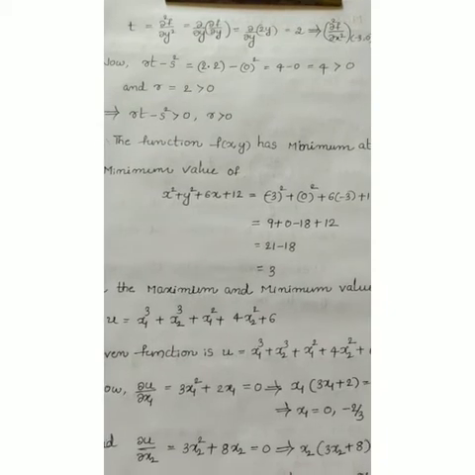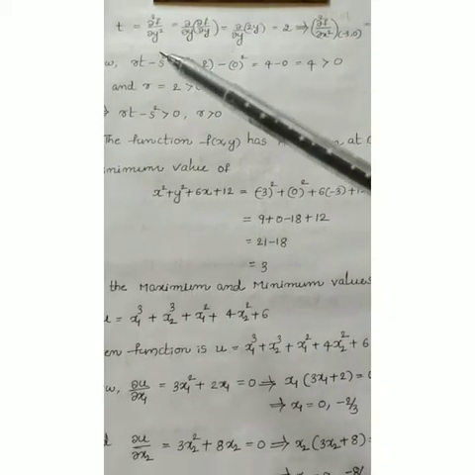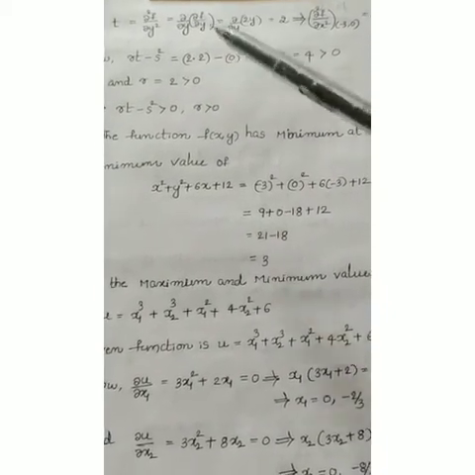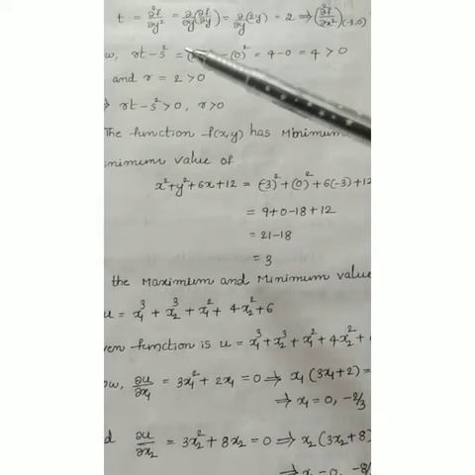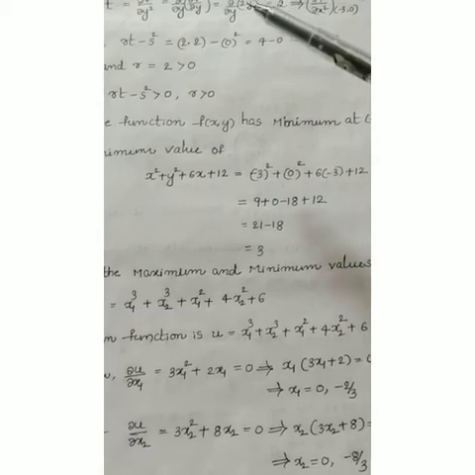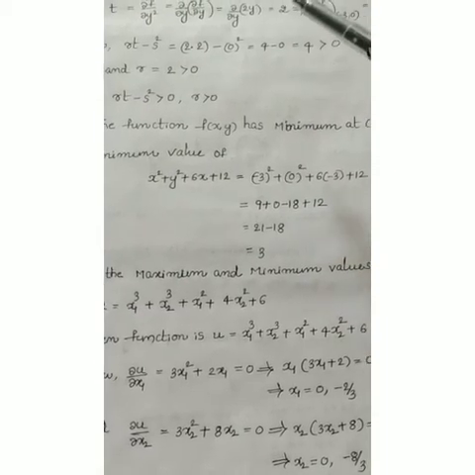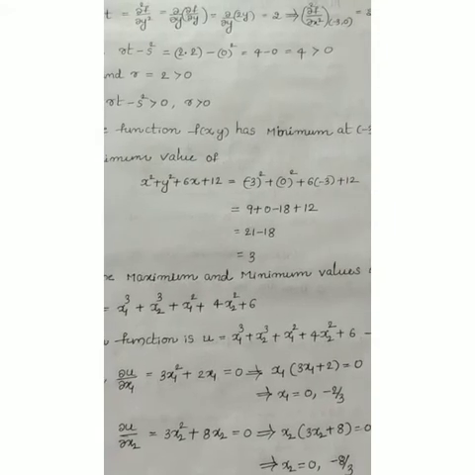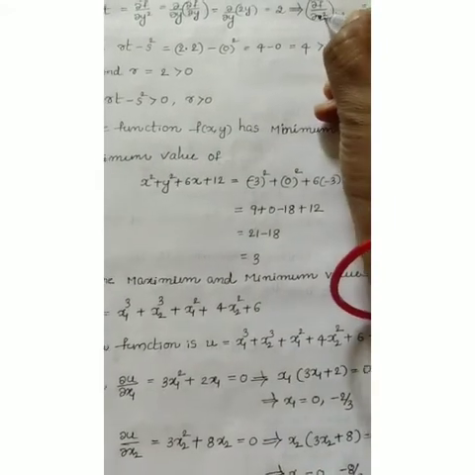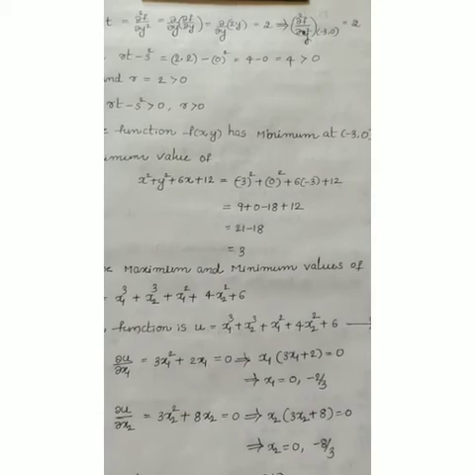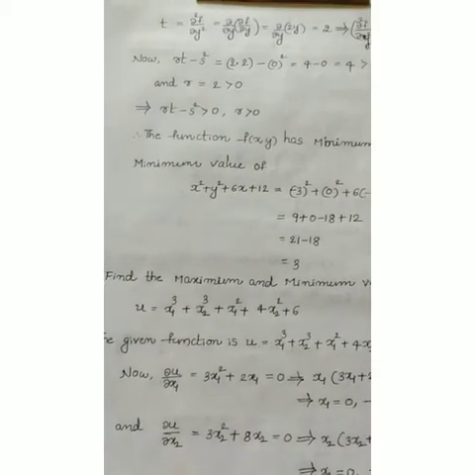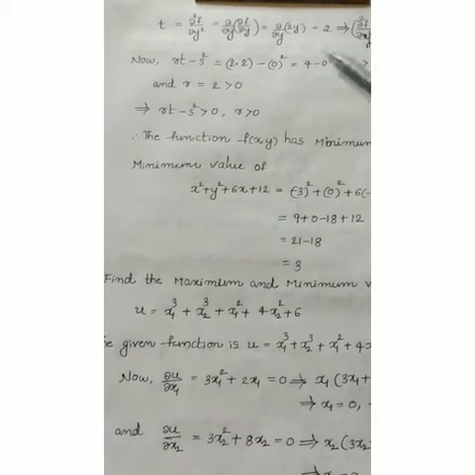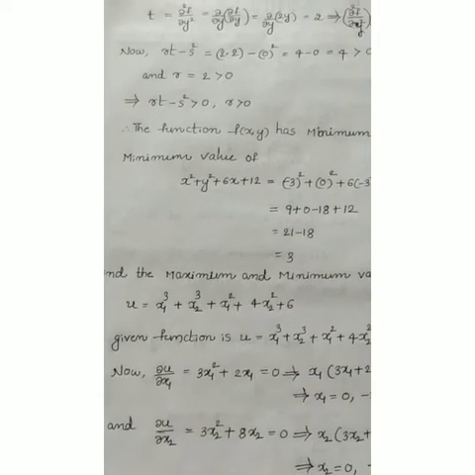Next the t value, t equals ∂²f/∂y². That is, we are differentiating ∂f/∂y with respect to y, that is ∂/∂y of ∂f/∂y, which equals ∂/∂y of 2y. So ∂y/∂y is 1, so 2 into 1 is 2. At that point, ∂²f/∂y² at (-3, 0) equals 2. So here we are finding the r, s, t values at the point (-3, 0).